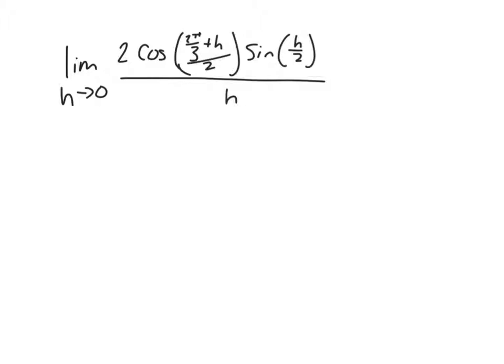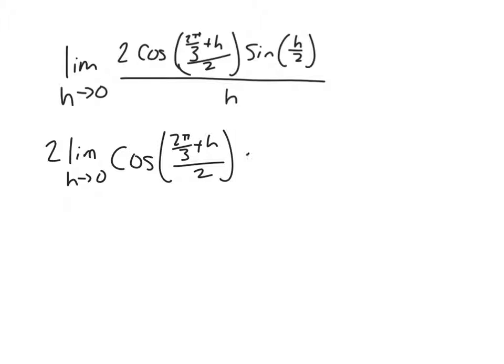So here's that expression again, and we are about ready to finish this one off. Basically, we can break this into two pieces. We have 2 times the limit as h approaches 0 of cosine 2 pi over 3 plus h over 2, times the limit as h approaches 0 of sine of h over 2 over h.